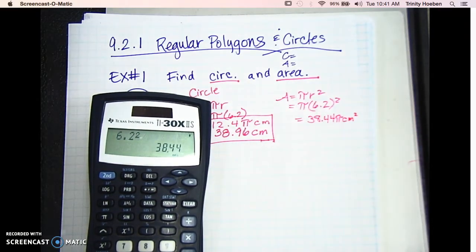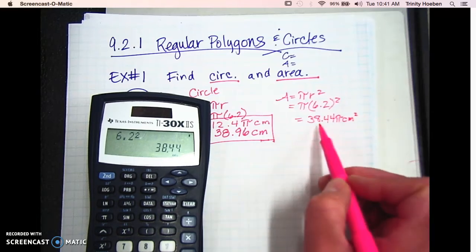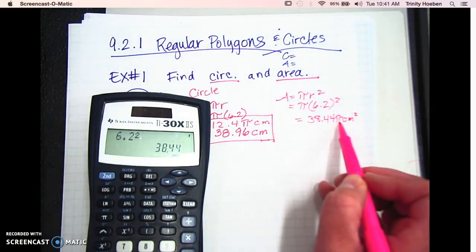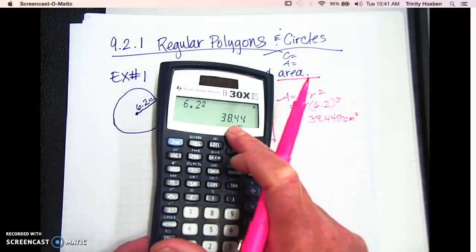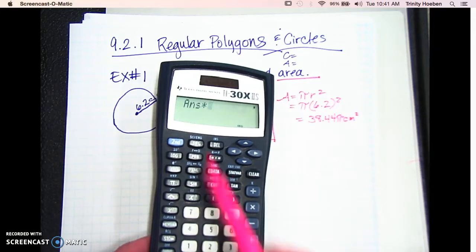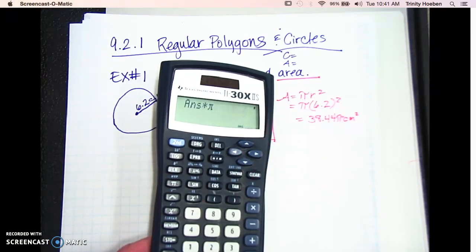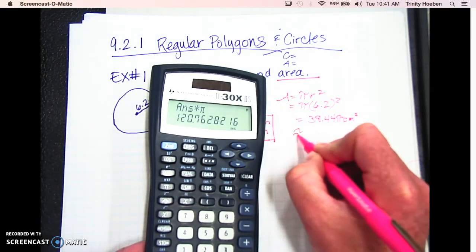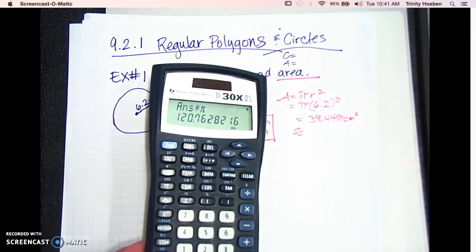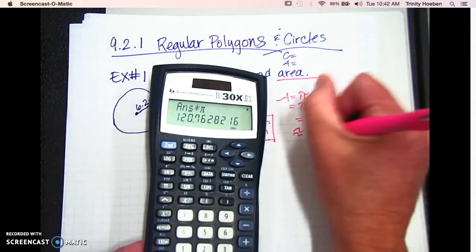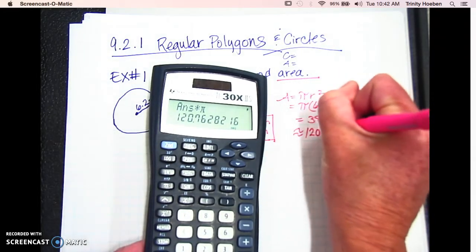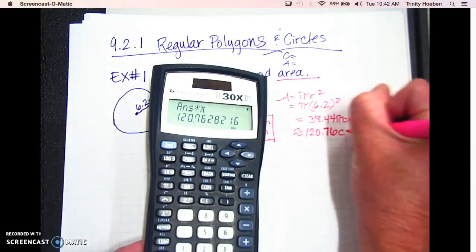That's the first answer. Now we want to take that value and multiply it by the pi button. So just leave it in your calculator and hit times. Notice it takes the previous answer, hit the pi button, equals. So we've got this big long decimal again. So we've got 120.76. There's a 2 next to it, so it stays. So it should be 120.76 centimeters squared.